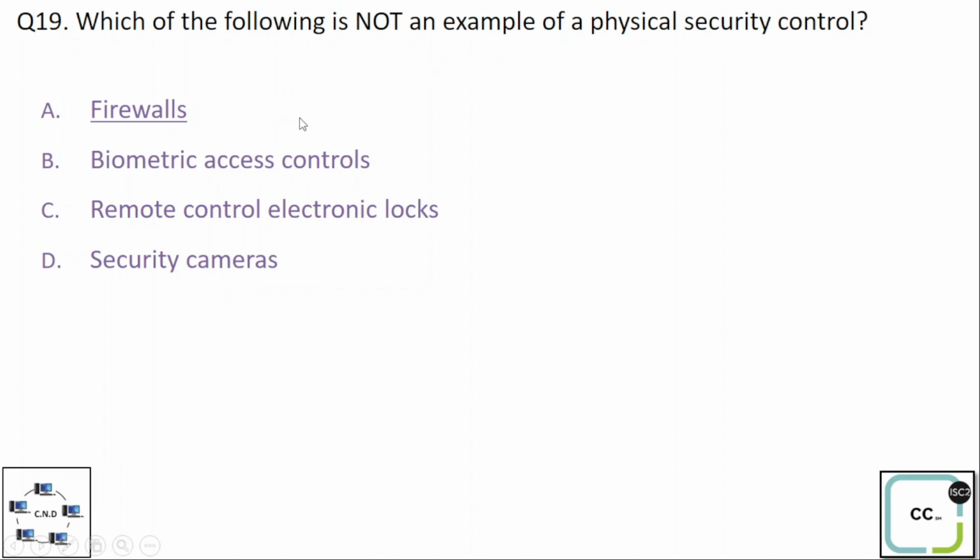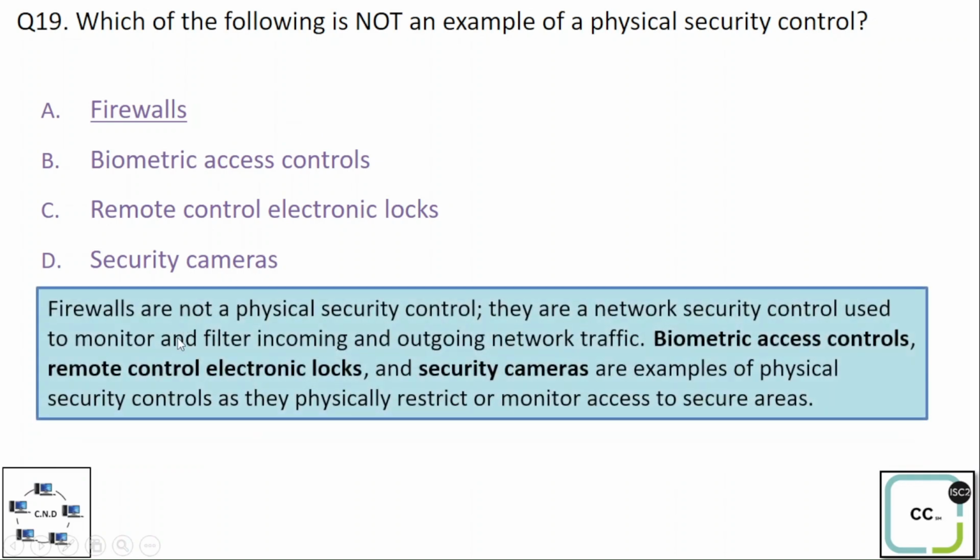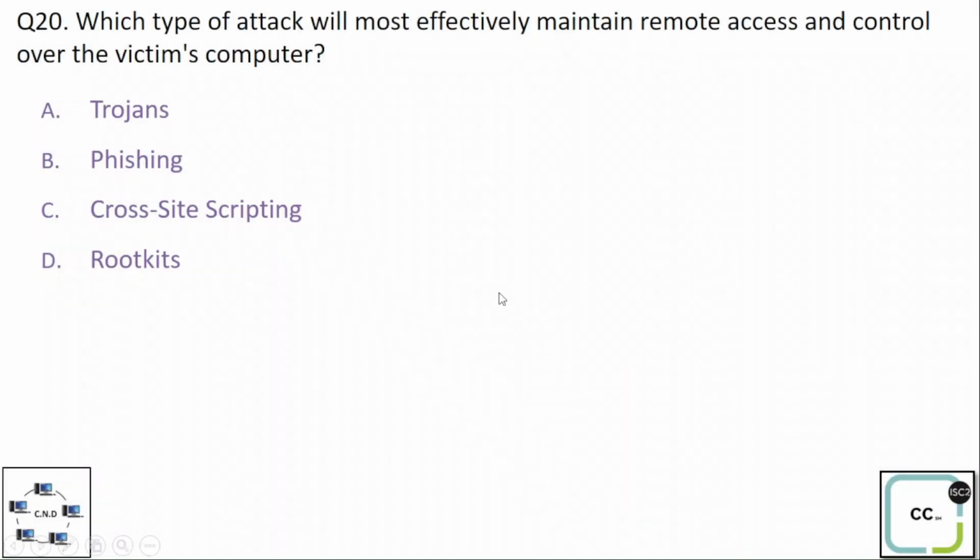or technical security controls. So firewalls are not physical security controls, they are a network security control used to monitor and filter incoming and outgoing network traffic. Biometric access controls, remote control electronic locks, and security cameras are examples of physical security controls as they physically restrict or monitor access to secure areas.